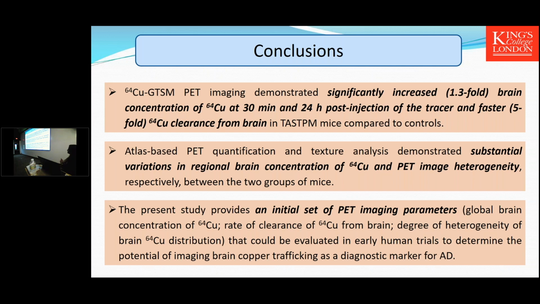The study provides an initial set of PET image parameters, looking at global brain concentration of copper-64, rate of clearance of copper-64, and degree of heterogeneity of the brain copper-64 distribution, that we could potentially evaluate in early human trials to determine the potential of brain copper imaging and trafficking as an early diagnostic marker of changes in the Alzheimer's disease brain.